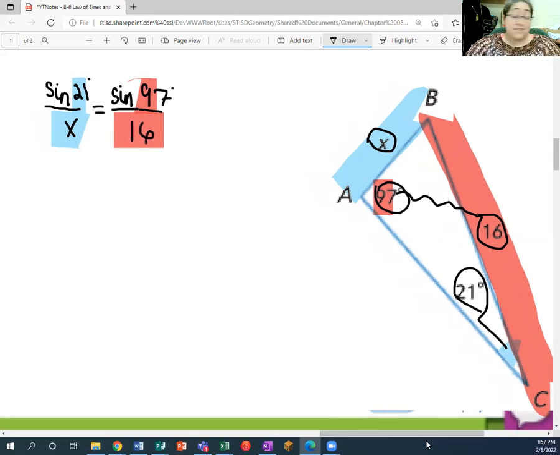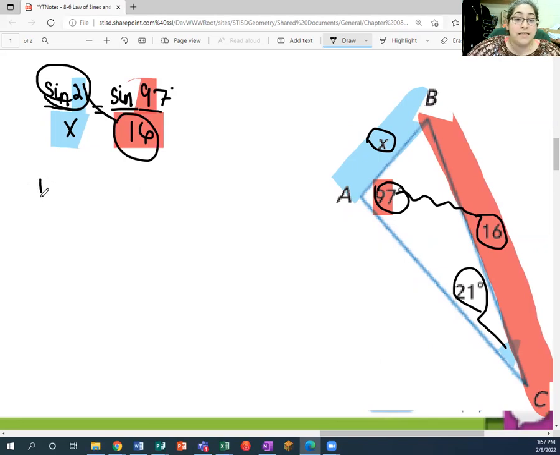And now this becomes just like what we did in chapter 7.1 with proportions. I have two fractions equal to each other. I have a proportion. I can cross multiply and solve. So the extremes multiplied together, that's sine 21 times 16. And that gets written as 16 sine of 21. It means 16 times whatever the number sine 21 is. And I don't know what that number is right off the top of my head, but I have a calculator that does trig functions and it can tell me what that decimal is.